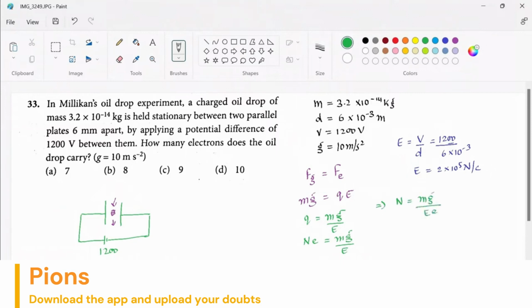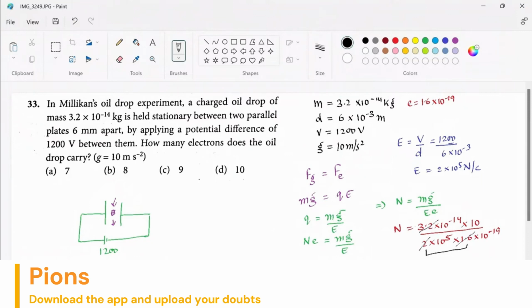Now what is e? I hope by now you should know, all of you. e is 1.6 into 10 raised to minus 19, the charge of a single electron. So what's our mass here? Mass here is given as 3.2 into 10 raised to minus 14. Acceleration due to gravity, it's already given in the question to take 10 meter per second square. The electric field is 2 into 10 to the power 5, and electronic charge 1.6 into 10 raised to minus 19. Let's simplify and check what we get for the number of electrons. So first of all, if you multiply this 2 with 1.6, that will be 3.2. So it will cancel out this 3.2.